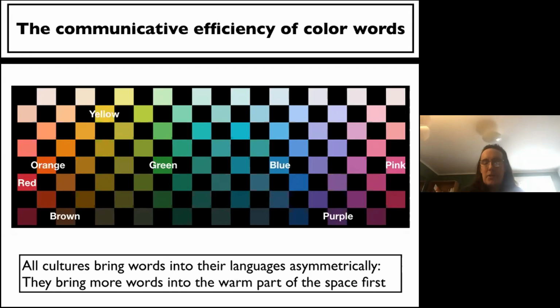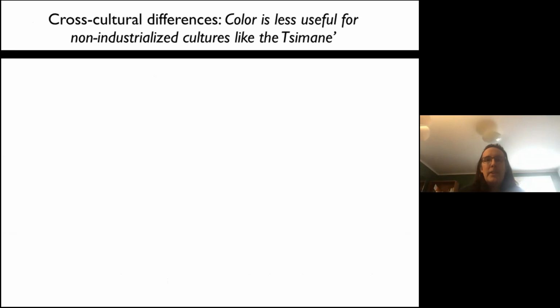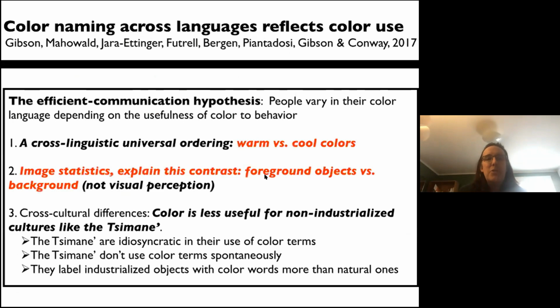In the interest of time, there's a neat thing I'm going to skip over here. I showed you one cross-linguistic universal: warm is easier to convey than cool, which is plausibly explained by objects versus backgrounds. And then there's this other thing I'm skipping over, which is maybe that it's about industrialization bringing the words in, and I can come back to that. That's related to my observation at the beginning of the talk: we in industrialized cultures have lots of objects which are identical except for their color, whereas non-industrialized cultures don't have those. And then we can test some aspect of that within an industrialized culture. I could tell you about that, but I'm going to skip over it.